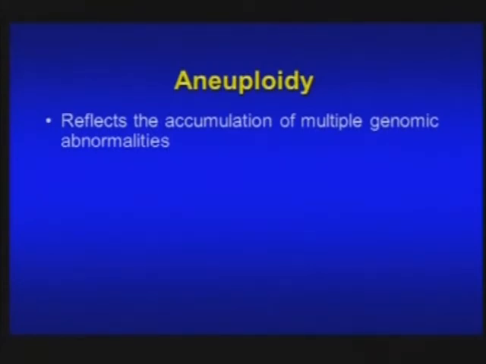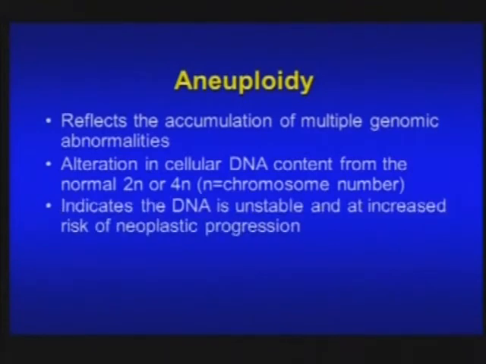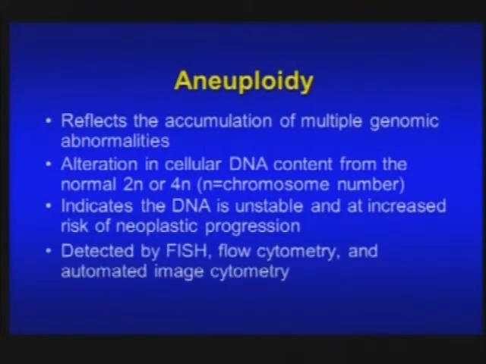Aneuploidy reflects the accumulation of multiple genomic abnormalities. It does not indicate a single genomic abnormality like the ones that we just discussed. Aneuploidy refers to an alteration in the cellular DNA content from the normal 2n or 4n, where n is the number of chromosomes in the cell. I'll show you a little illustration of what exactly I'm talking about. Aneuploidy indicates that the DNA is unstable, and it's at an increased risk of neoplastic progression. Aneuploidy can be detected by FISH, by flow cytometry, and by automated image cytometry.